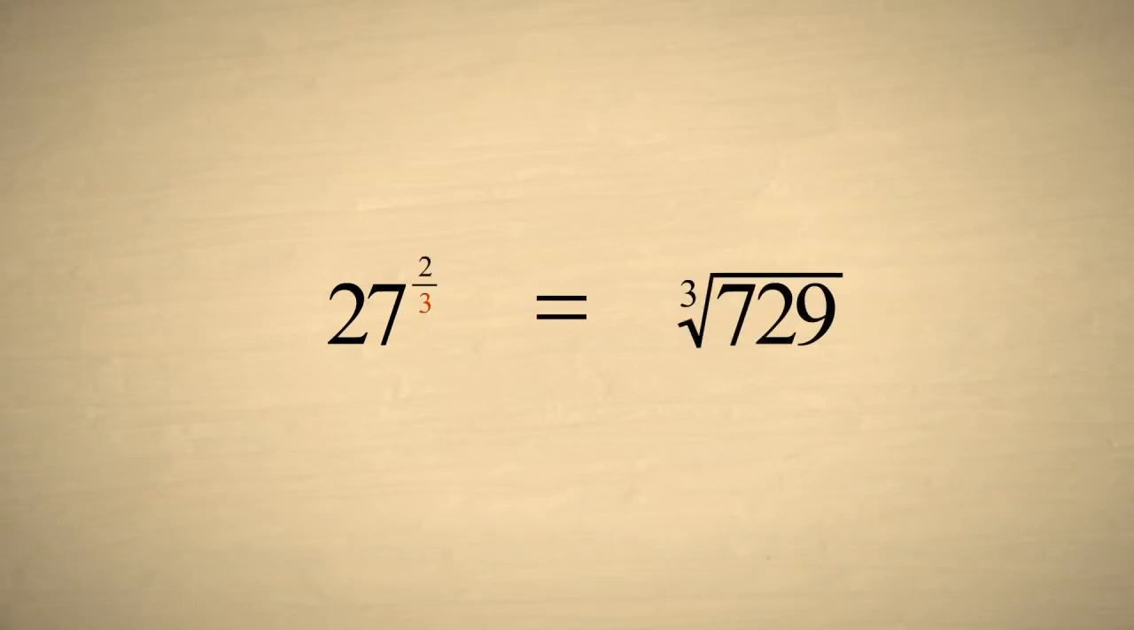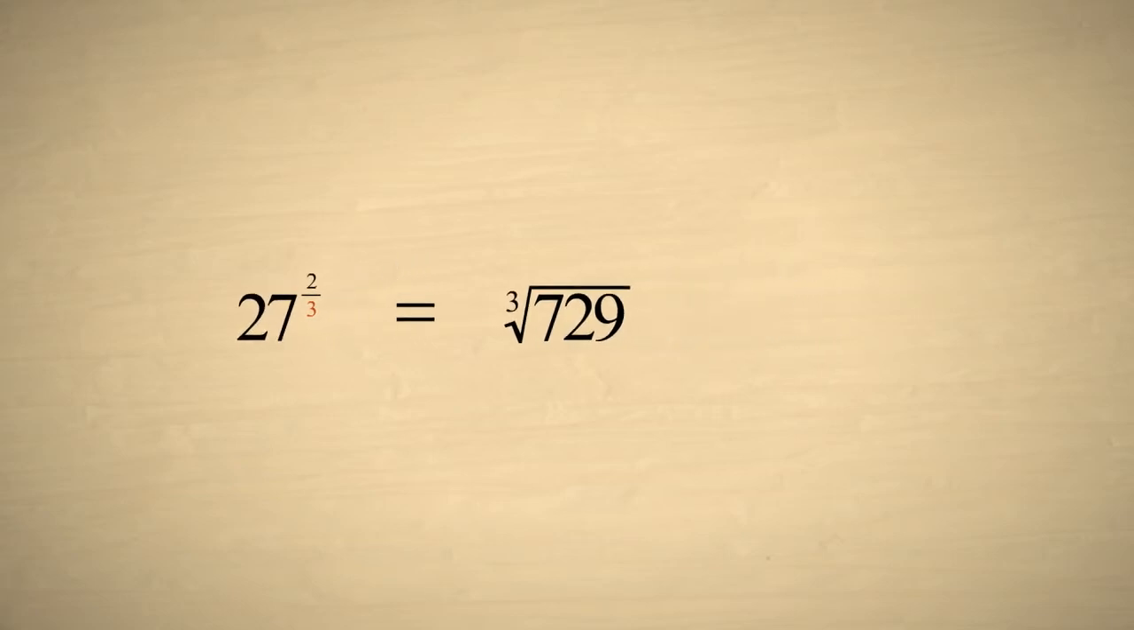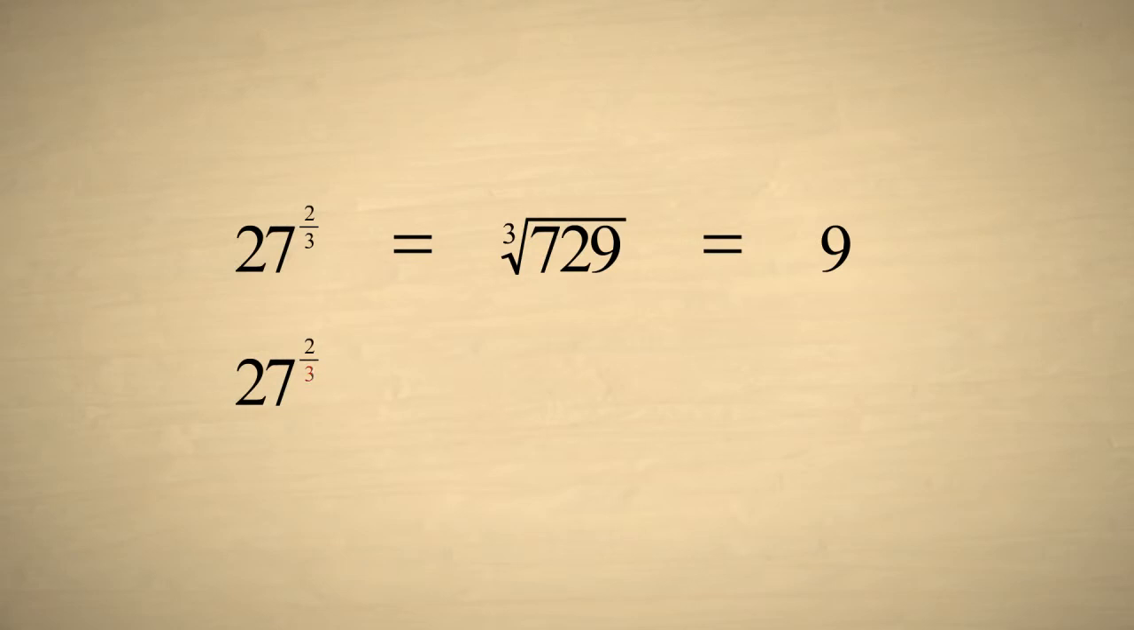If we square 27 first, we get 729. Then taking the cube root of 729 gives us 9. On the other hand, if we take the cube root first, we get 3. And squaring 3 gives us 9. Either way, we get 9. However, the second way is a lot easier.